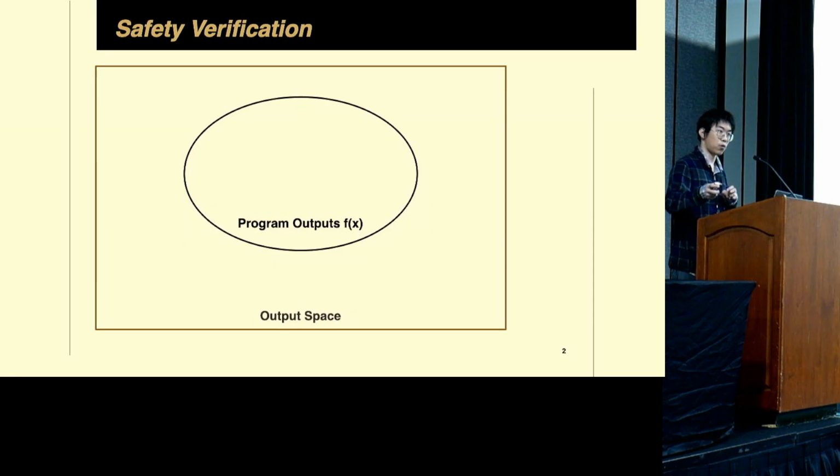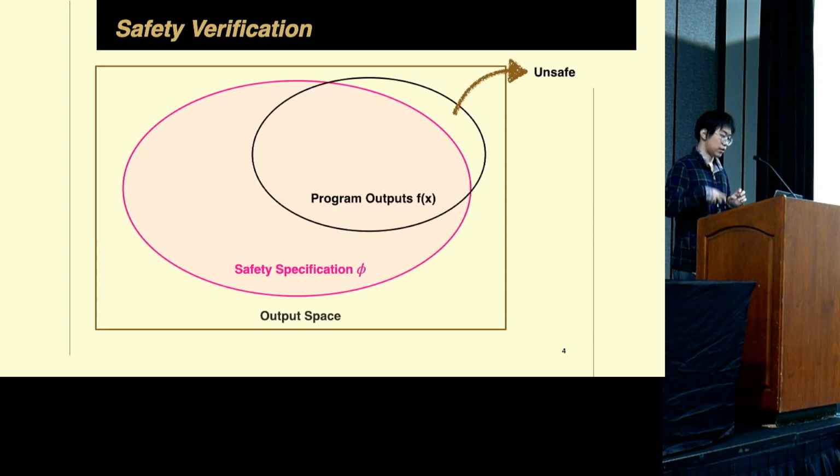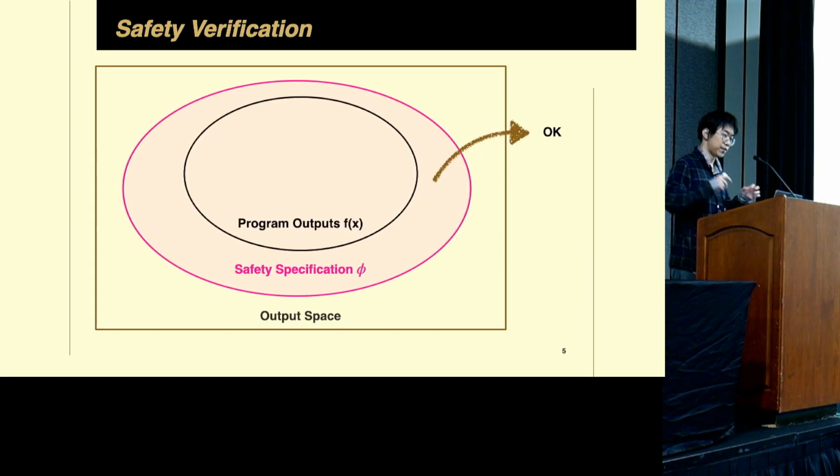So consider a program f(x). It uses a black circle to indicate the output of the program. If we want to verify the safety correctness of this program, first we have a safety specification. If part of the output of f(x) is outside the specification, it means this program is unsafe. On the other hand, if the specification is strictly larger than the output of the program, that is okay, because we treat the specification as an over-approximation of the program outputs.